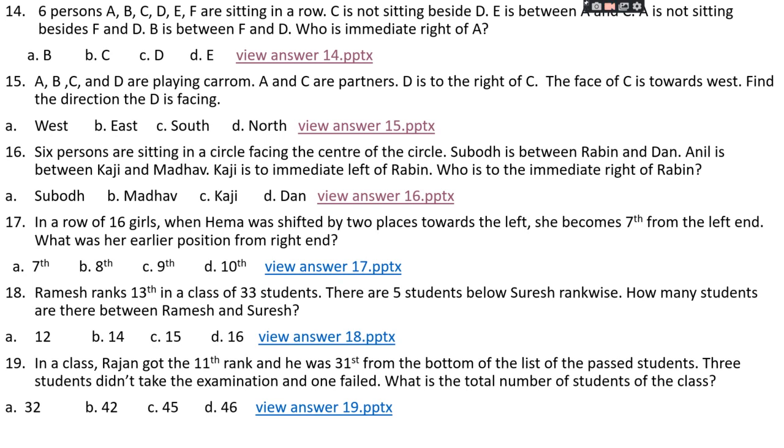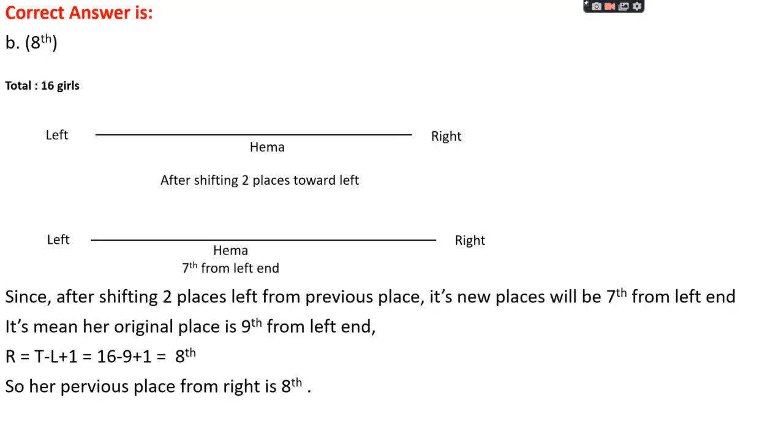Question number 17. In a row of 16 girls, when Hema was shifted by two places toward the left, she became 7th from the left end. What was her earlier position from the right end? Option A, 7th. Option B, 8th. Option C, 9th. Option D, 10th. The right answer is option B, that is 8th.